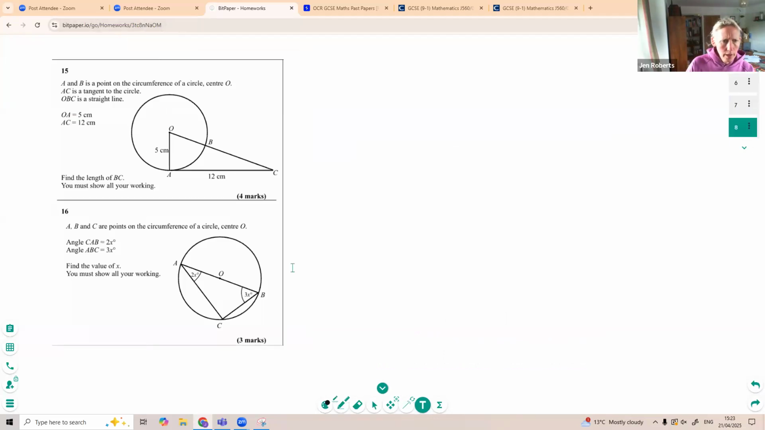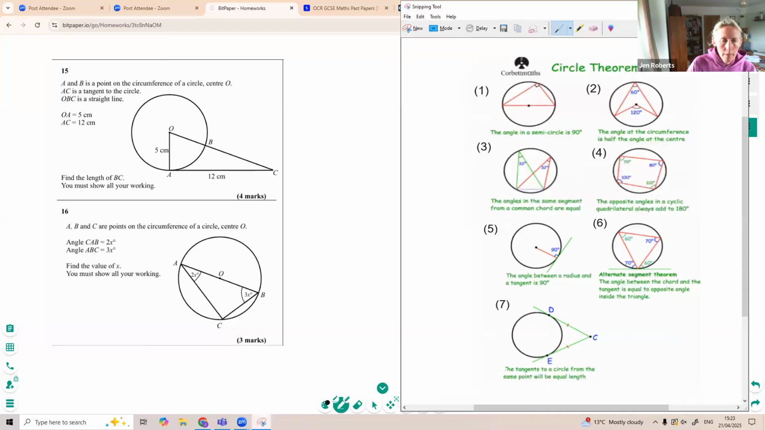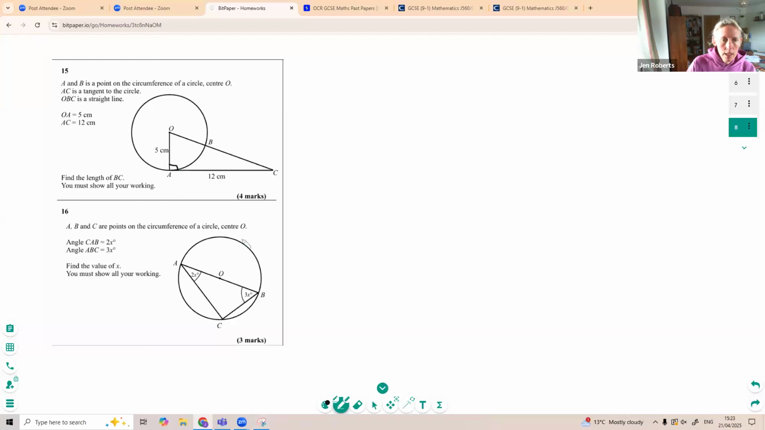Okay, 4 more to do, I think. Find the length BC. So that is from B to C. So I'm thinking, got a tangent touching a radius. I know this is 90 degrees. So OC, we can use Pythagoras, right? So A squared plus B squared equals C squared, right? O to C is your hypotenuse.